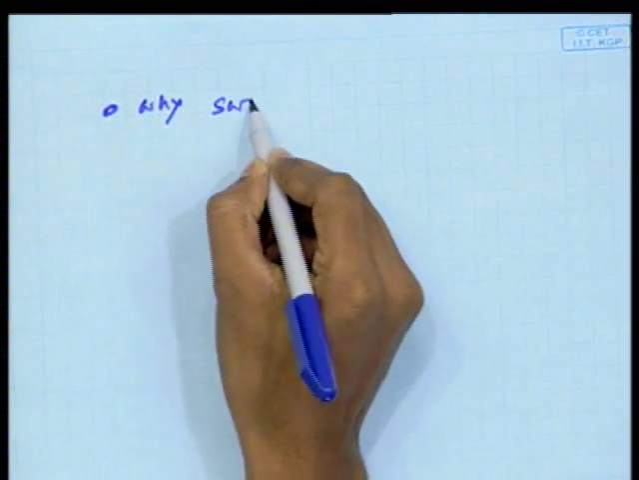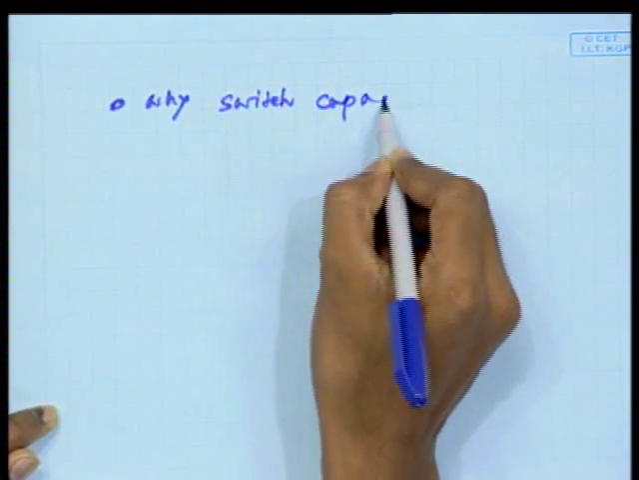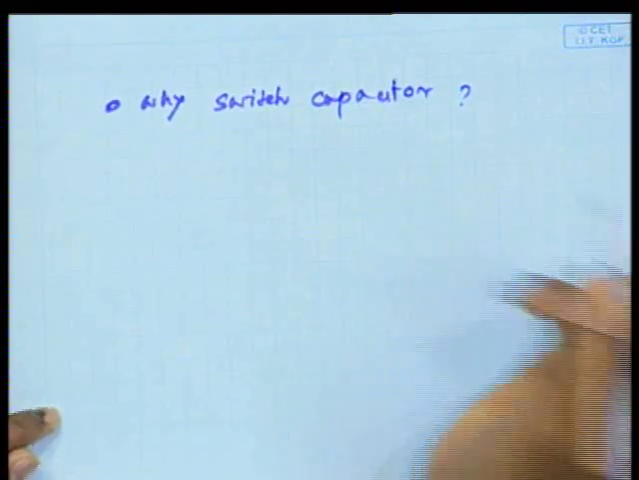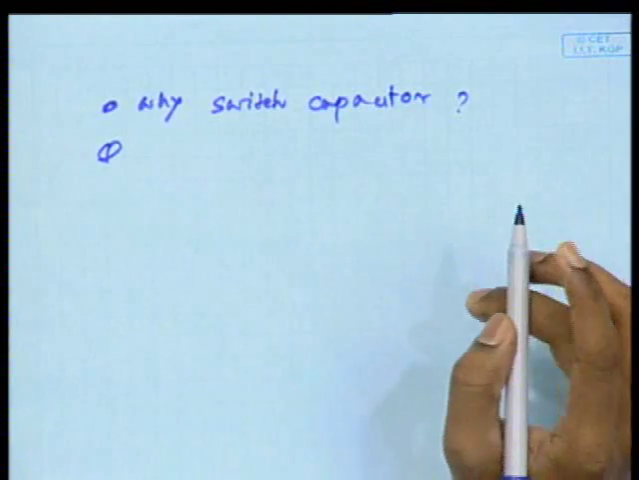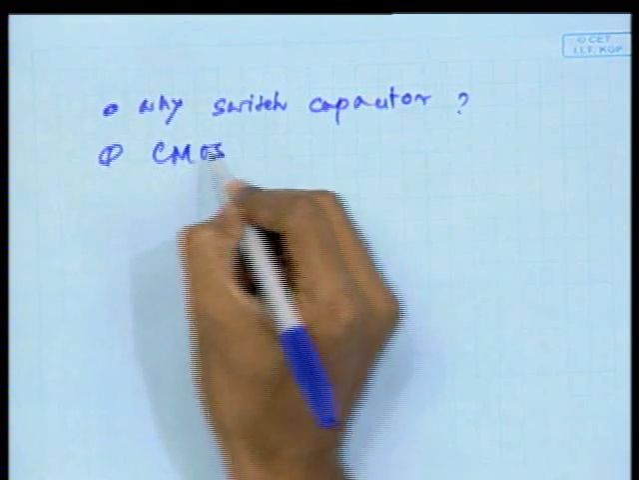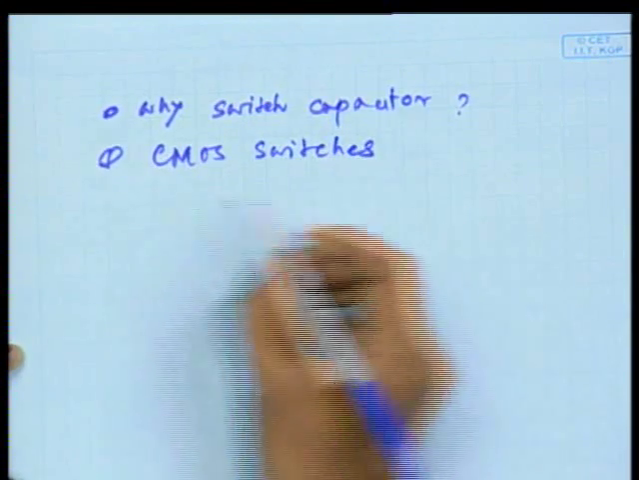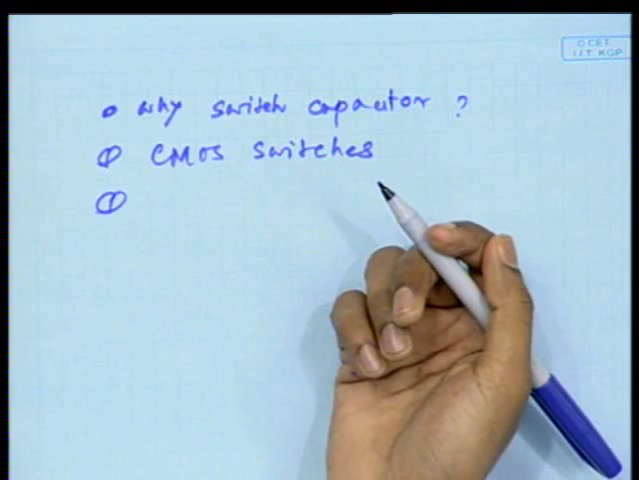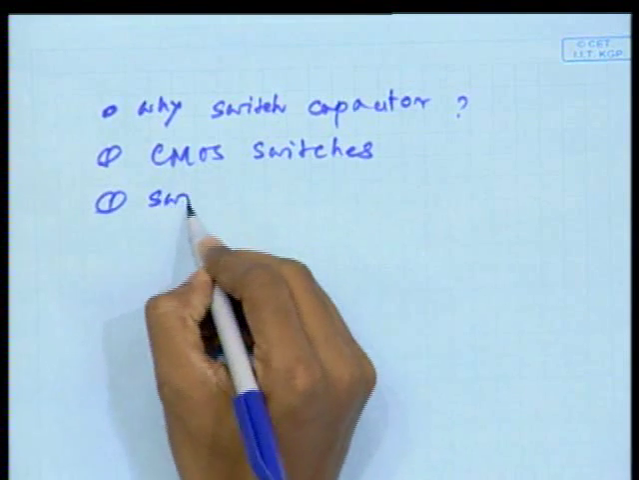Okay, so today I will discuss switch capacitor amplifiers. The agenda is that I will cover only a few things. Why switch capacitor is required. Then I will discuss the CMOS switches, meaning the design considerations for CMOS switches. And then I'll give one example of a switch capacitor amplifier, in general to achieve some gain.